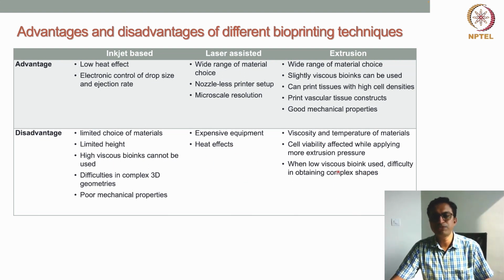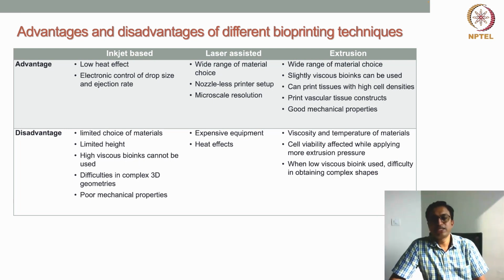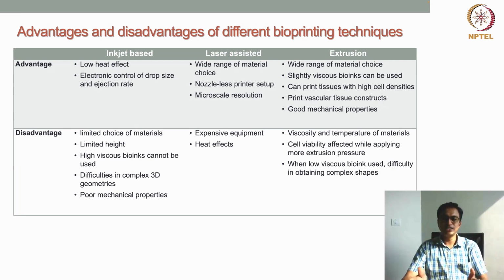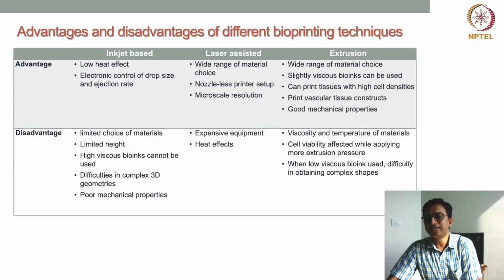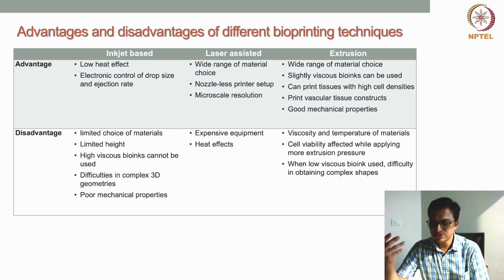Now in case of extrusion based bioprinting, the viscosity and temperature of the material are an issue, because in extrusion based bioprinting we have to have a certain viscosity. We cannot use very low viscous materials, and we also cannot use very high viscous materials. So we have to have a viscosity in the in-between range where it can be used well. The other thing is the temperature of the material. We cannot use a very high temperature material. So that is another thing.